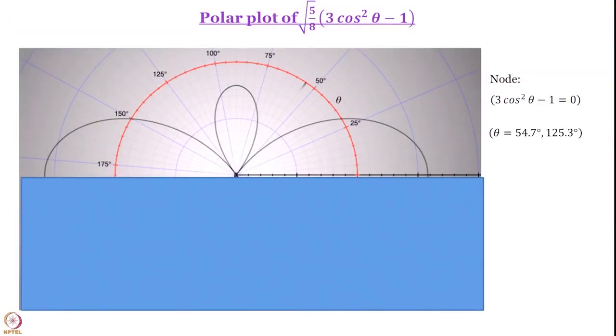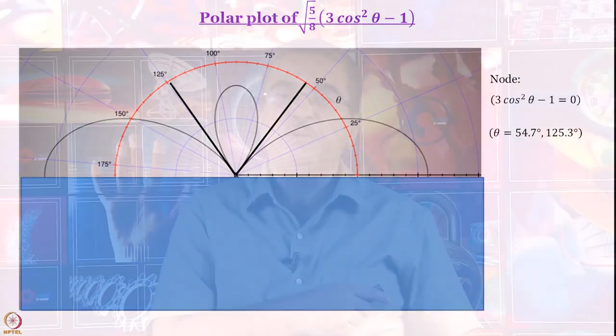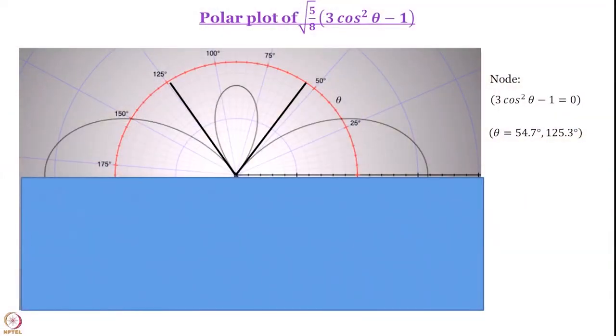Well, at theta equal to cos inverse 1 by root 3, that gives us nodes at 54.7 degrees and 180 degrees minus 54.7 degrees, which is 125.3 degrees. This 54.7 degrees is called the magic angle, and remember, at the magic angle cos theta equals 1 by root 3. Maybe later on, if possible, we will come back to what is so magical about this magic angle. So, these are the nodes, and we have already shown the nodes by the black lines here.